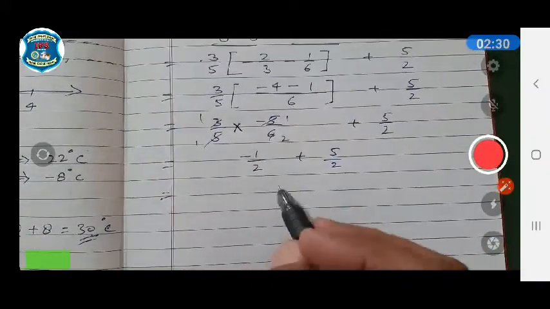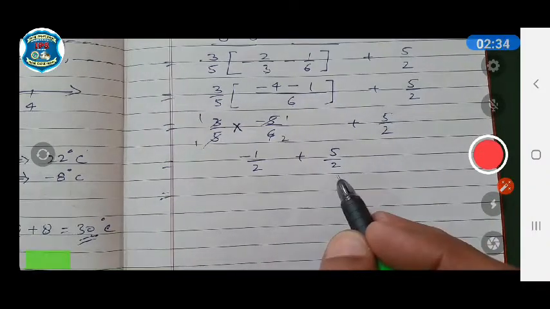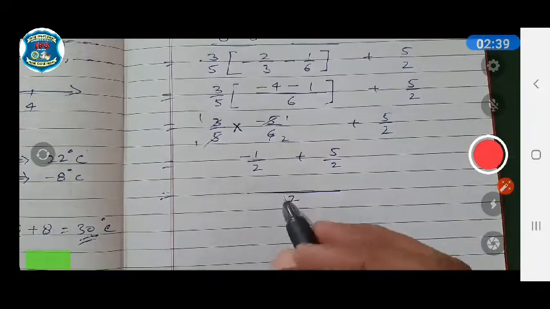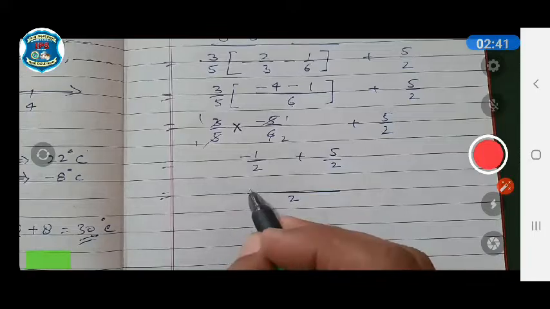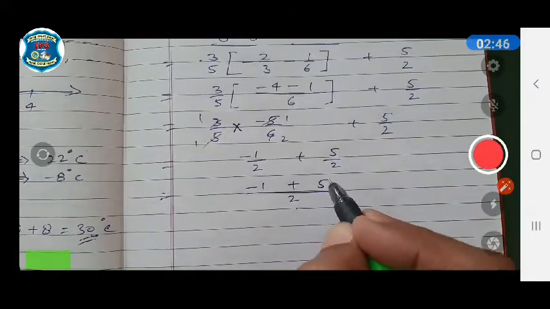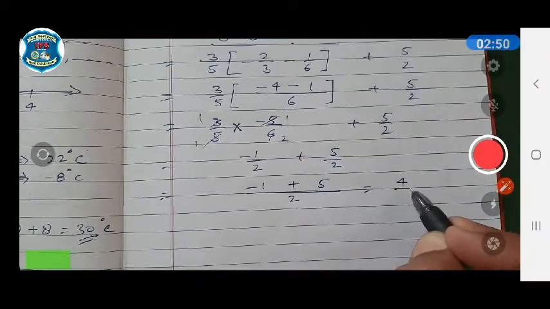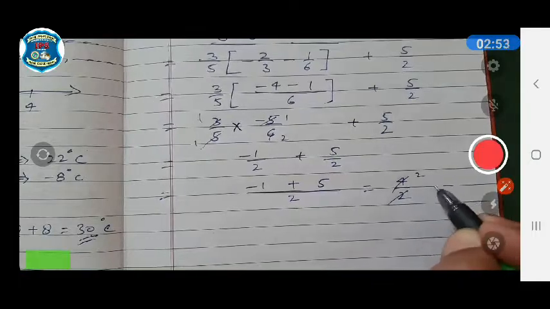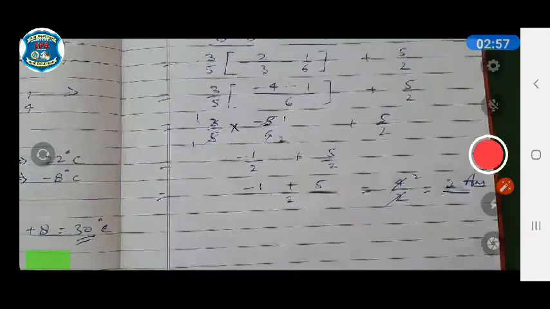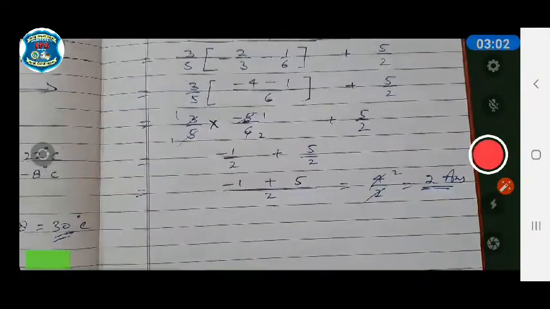Now take LCM again. It is addition. In case of addition and subtraction, always take LCM. So 2 is the LCM. 2 divided by 2 is 1, 1 into 1 is 1. So minus 1 plus 2 divided by 2 is 1, 1 into 5 is 5. 5 minus 1 is what? 4. So 4 upon 2. Reduce it, you will get 2. Right? So 2 is the answer. Understood? Similarly, see question number 2.